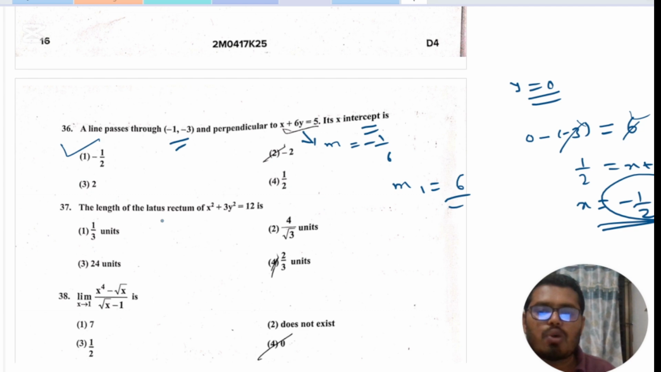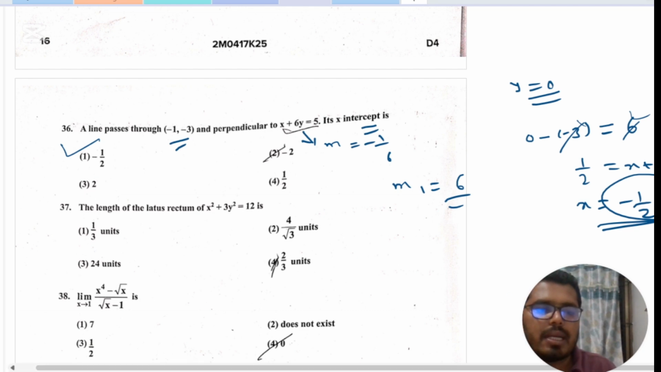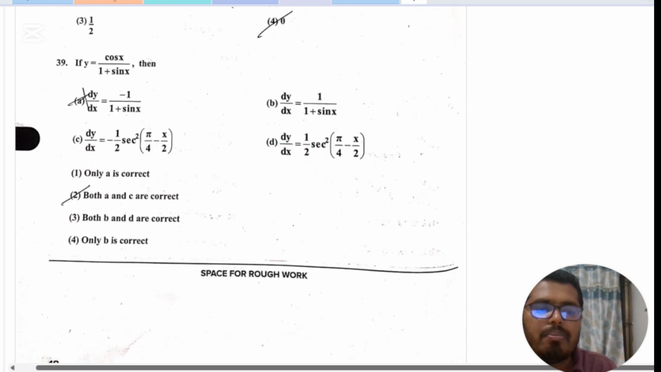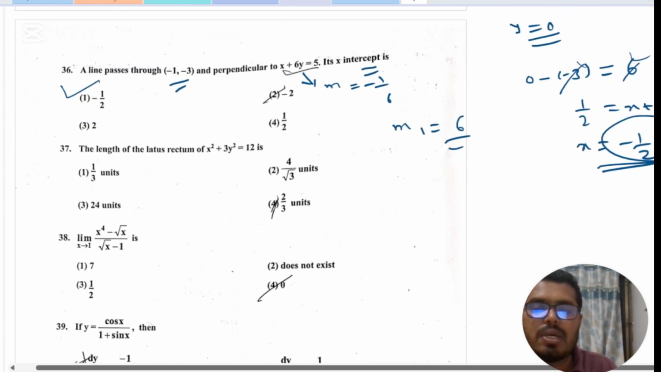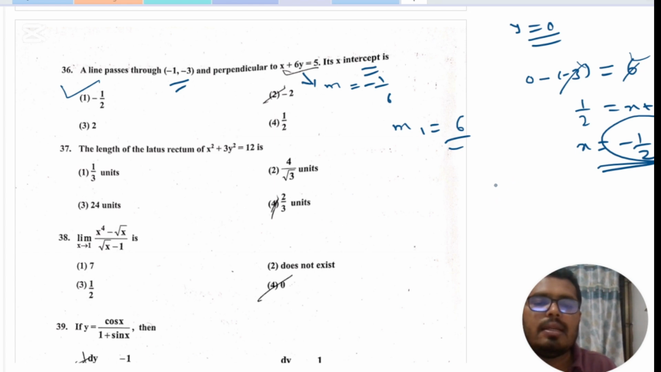Next is the length of the latus rectum of the ellipse. So, for the ellipse, they asked for the latus rectum. What is the formula of the latus rectum? It is 2a square by b. The standard ellipse is x square by a square plus y square by b square is equal to 1. Then the latus rectum formula is 2a square by b.